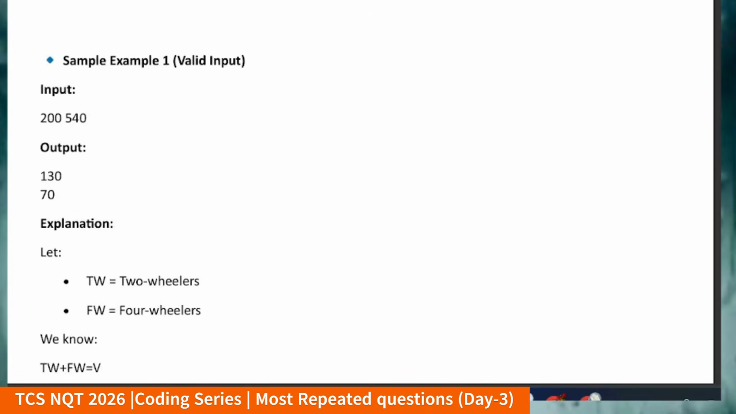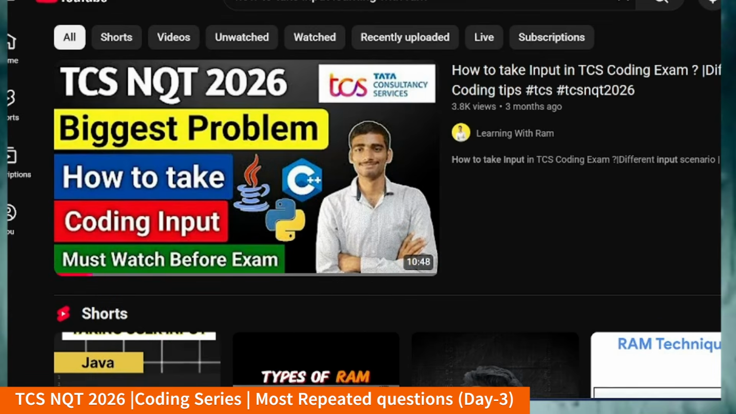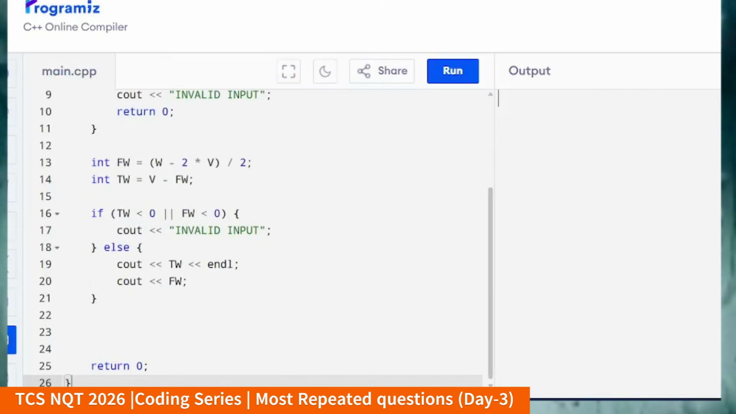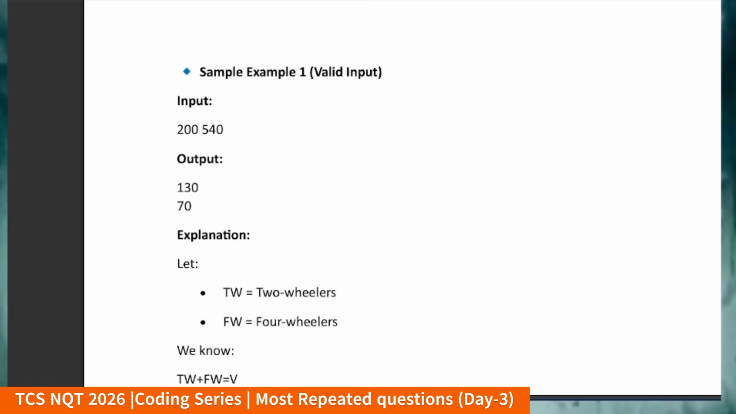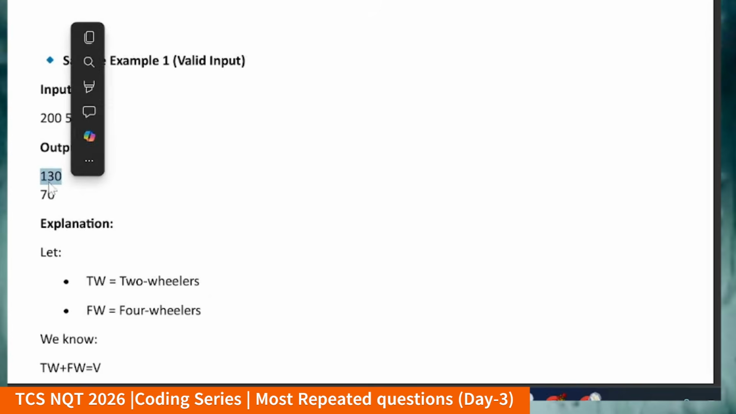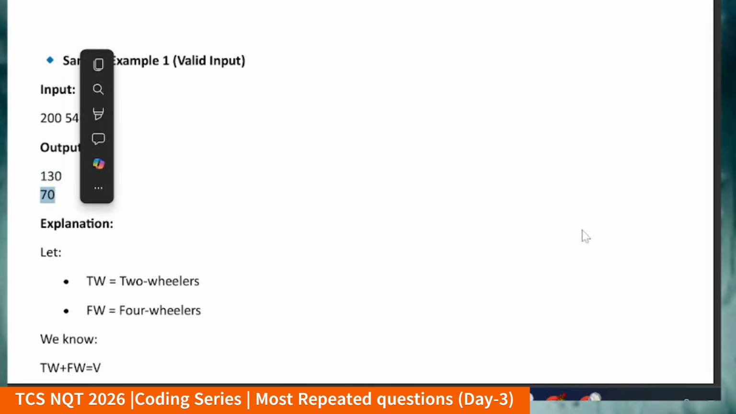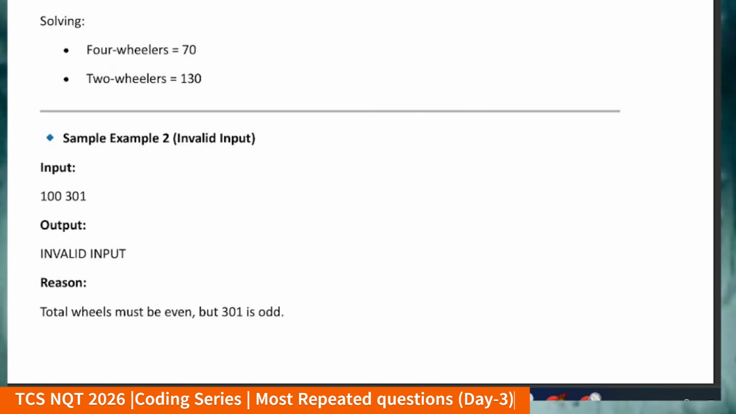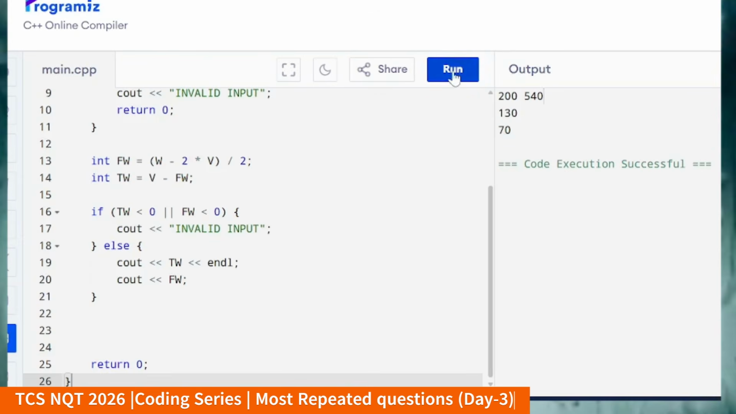Let me try this. Our input is 200 and 540. Coming to the first solution, I am taking all these things. Now let me run this. What was our scenario? 200 and 540. Let me check with this. Yes, you are getting the values 130 and 70, which will be your solution, the two wheelers and four wheelers. Now let me check the invalid input, 100 and 301, or any odd value you can give. Let me run this again.